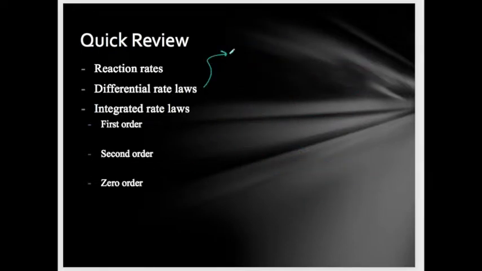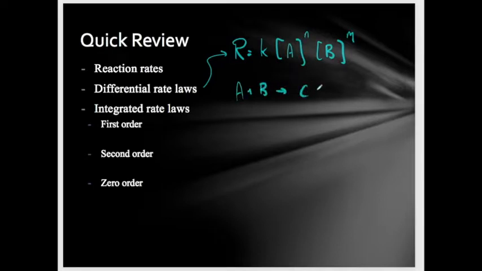First of all, a differential rate law is a rate law that relates the rate to the concentration. So how does the rate depend on the concentration? And this is the general form of the differential rate law. This would be for a reaction that has two reactants, A plus B, react together to yield C plus D or something like that. And remember that these exponents have to be determined experimentally.